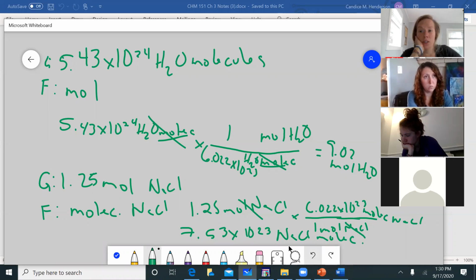So you may want to be asking yourself when you solve these, conceptually, does it make sense? If I'm solving for moles, you're not going to want some giant number. If you're solving for molecules or atoms, you better end up with a really large number. You're not going to end up with 4 molecules.